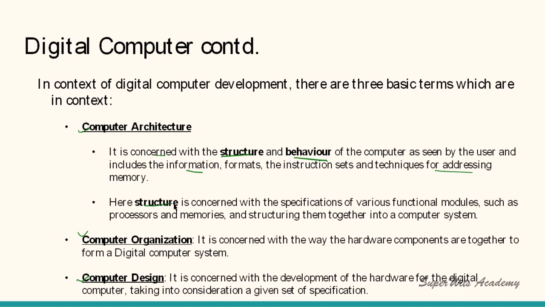And when you talk about the structure, it is concerned with the specification of various functional modules like processor and memories and structuring them together into the computer system. This defines what sort of computer system we are going to use. This is where you define whether it is a server computer, a general purpose computer, or a specific system for a specific application, right? So this is how you define. Now when you talk about computer organization, it's more about the structure. It is concerned with how the hardware components are connected together to form a digital computer system.